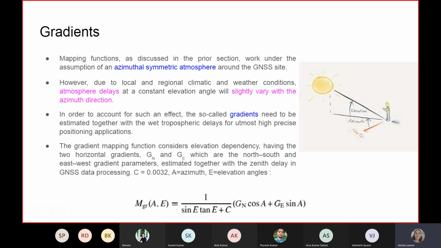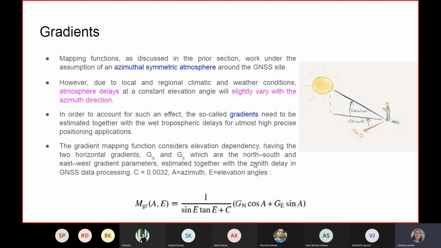So the mapping function takes care of the information at different elevation angles of the satellite. At different azimuth angles of the satellite, the information is taken care of by the gradients. So you can see in the figure on the right-hand side, this is the elevation direction at which mapping functions will take care of the changes in water vapor, while this is the azimuth direction, surrounding the observer, okay, in the horizontal plane. So this variation in water vapor will be taken care of by the gradient mapping functions.